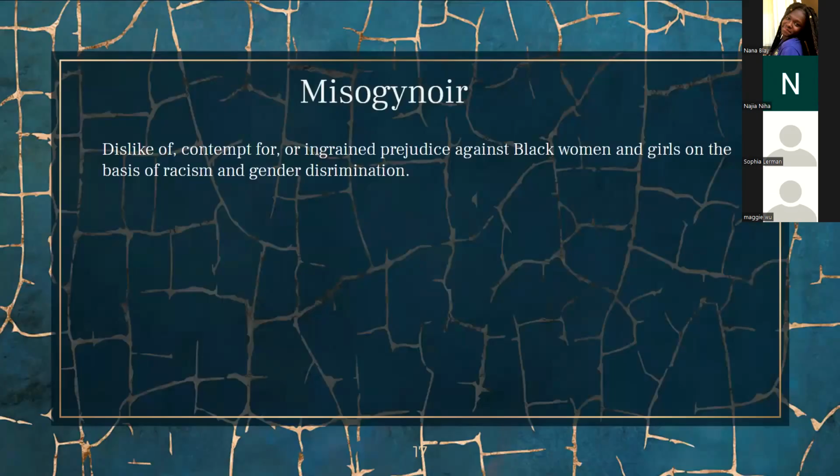Next, we have misogynoir. This is a type of behavior of dislike and contempt for, and prejudice against, Black women and girls on the basis of racism and gender discrimination. This is usually a crossroads of the two, an intersection of the two. Basically, it demonizes Black women and girls, and it specifically targets them.